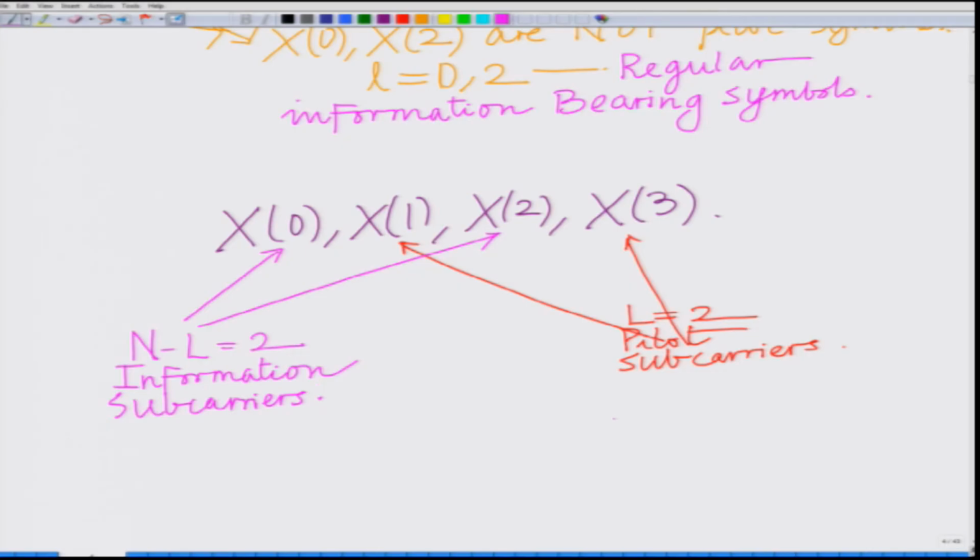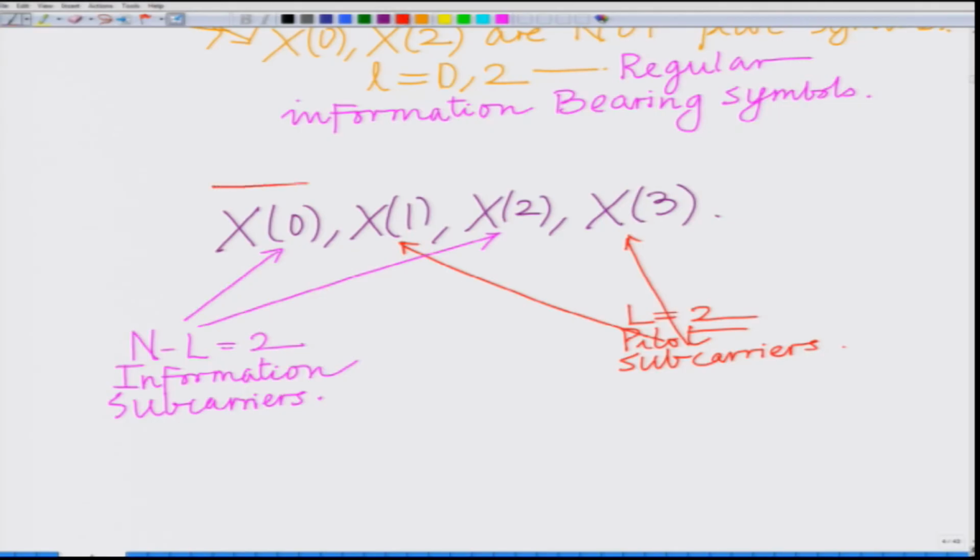So we have pilot symbols on a few subcarriers and information symbols on the others, and these subcarriers are meshed, arranged like a comb. This is known as a comb type pilot arrangement, because not all the subcarriers carry pilot symbols. Only a few do, x1 and x3, and arranged between them are the information subcarriers, x0 and x2.